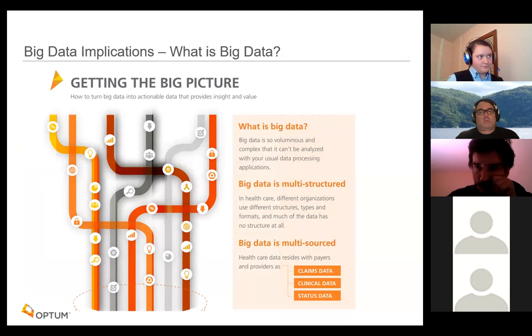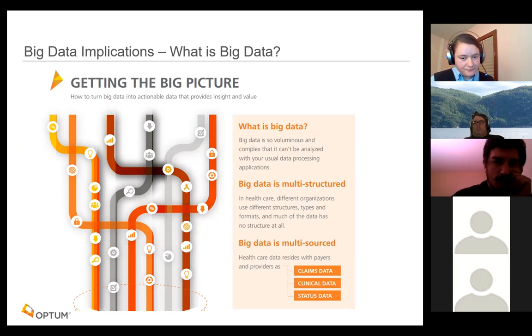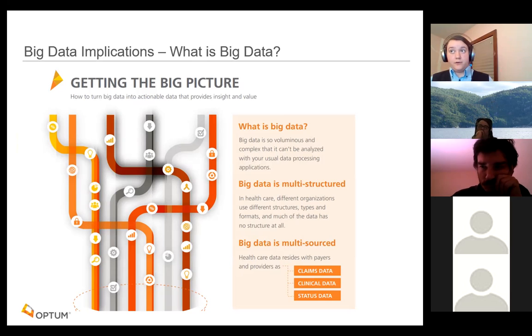What is big data? I'm sure many of you have heard this term thrown around quite a bit, but let's define that. Big data is so voluminous and complex that it can't be analyzed with your usual data processing applications. Big data is multi-structured. In healthcare, different organizations use different structures, types, formats, and much of the data has no structure at all. And that is really kind of my area of specialty, is how we ingest all these different file formats, how do we map different code sets so that we have an apples to apples comparison across payers from across the nation. And then big data is multi-source.